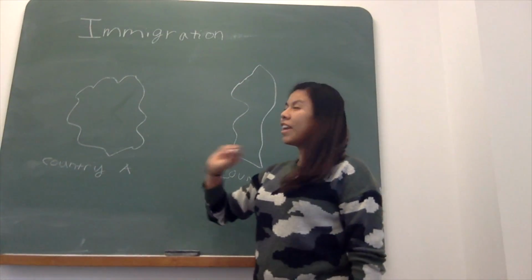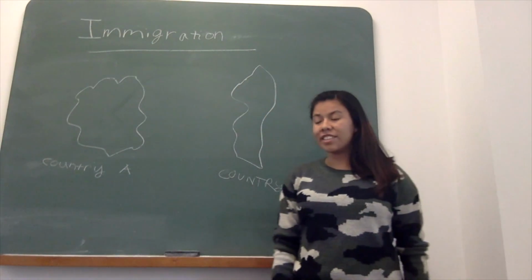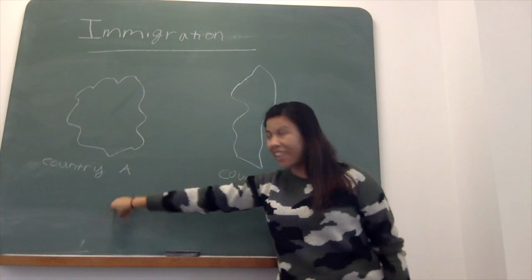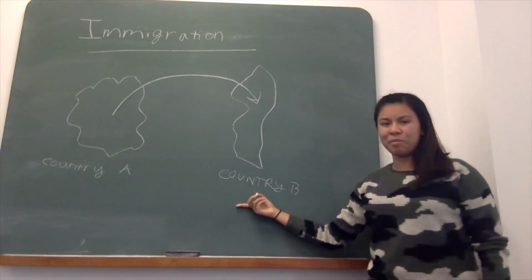In the 21st century, immigration has become a great political concern. But we have to start off with the basics. What is immigration? Immigration is the act of somebody from country A moving and settling permanently in country B.